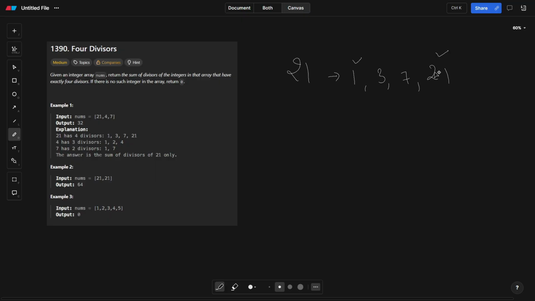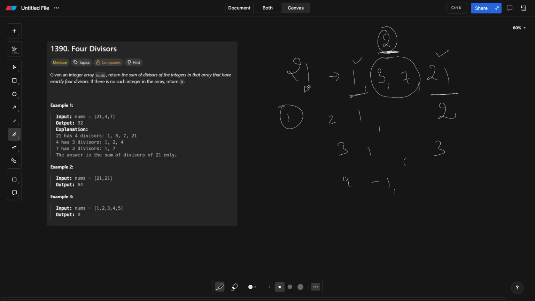These two numbers, 1 and the number itself, will always be there. If it is 2, we will be having 1 and 2. If it is 4, we will be having 1, 2 and 4. So now we need to only check if a number has exactly 2 different divisors other than these two numbers. We need to check if the number has only 2 divisors except 1 and 21.